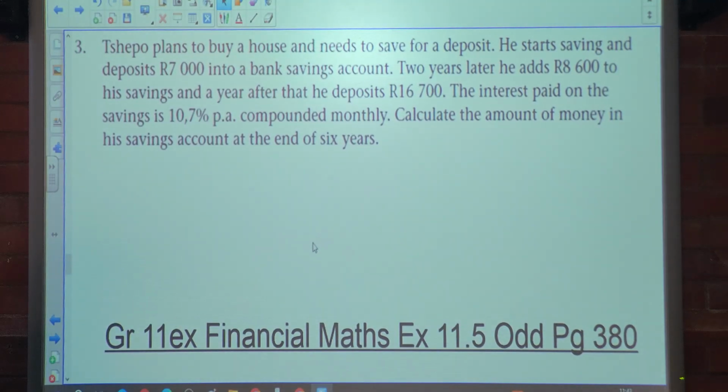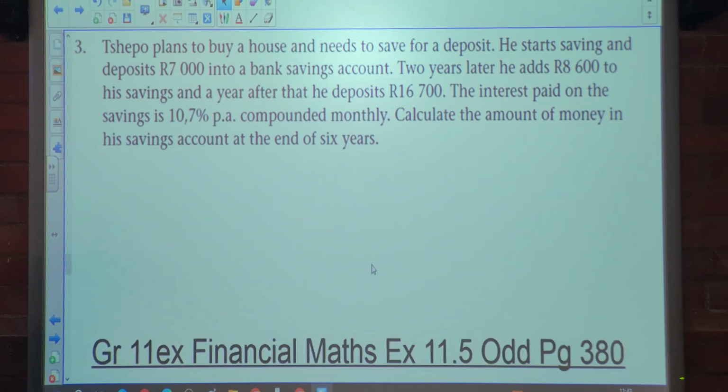People, number 3. Table. Okay, Amira. Table plans to buy a house and needs to save for a deposit. He starts saving and deposits 7,000 Rand into the bank savings account. 2 years later, he adds 8,600 Rand to his savings, and a year after that, okay, timeline.